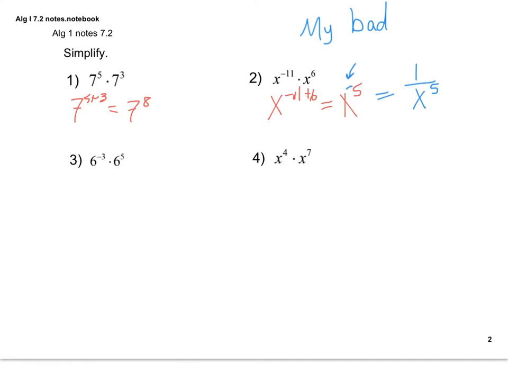All right, so for number 3, we've got 6 to the negative 3rd power times 6 to the 5th power. So I'm going to add those exponents together, and I end up with 6 squared. All right, and I can calculate that one without a calculator. I've got 36. All right, and for number 4, we're going to add those two exponents together, and we get x to the 11th power. All right, on to the next slide.